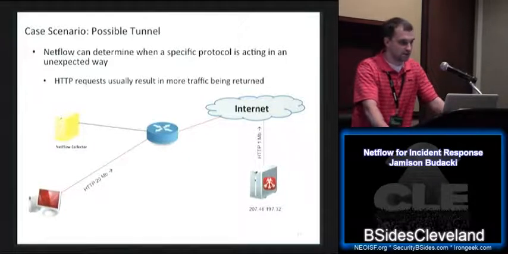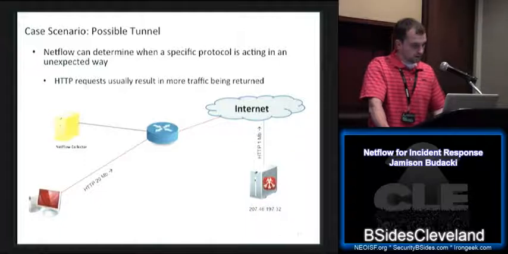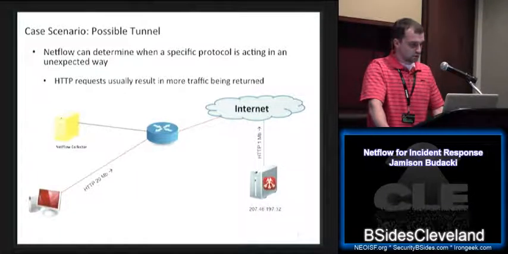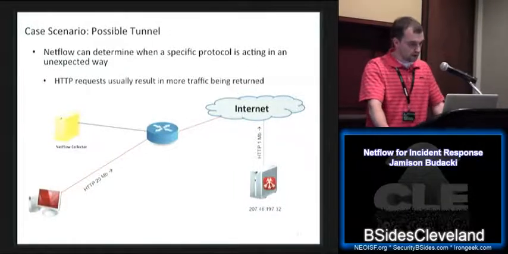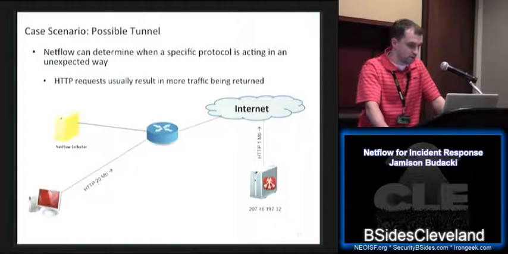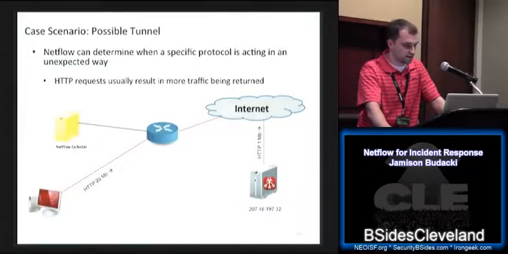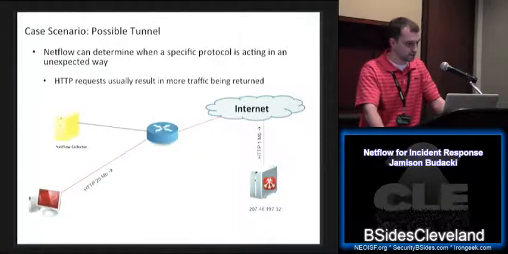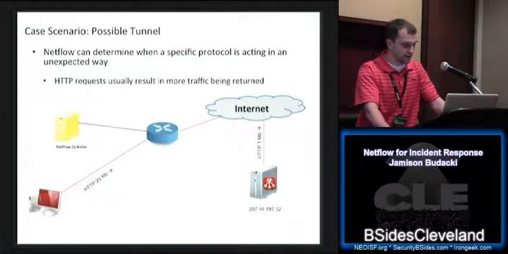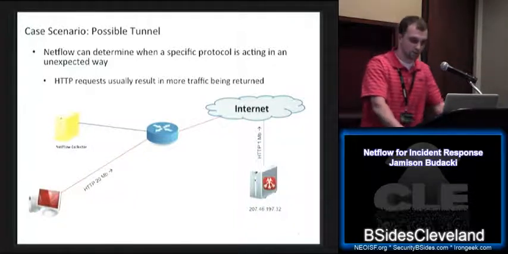NetFlow can also help you discover a possible tunnel. So think about an HTTP request. In this example, the client is sending more traffic than the host. This is contrary to how the protocol works. The client usually sends a small amount, a GET, a HEAD, a POST, to the server, and the server usually sends a larger amount of data back. This unusual activity, in this case over port 80, is likely to indicate a possible source of data exfiltration or unauthorized use.